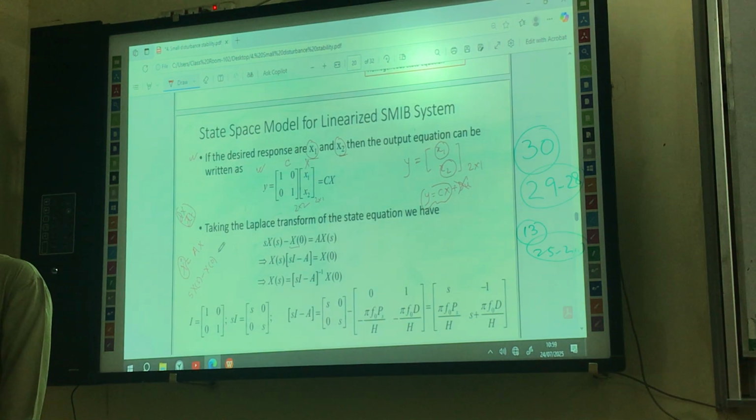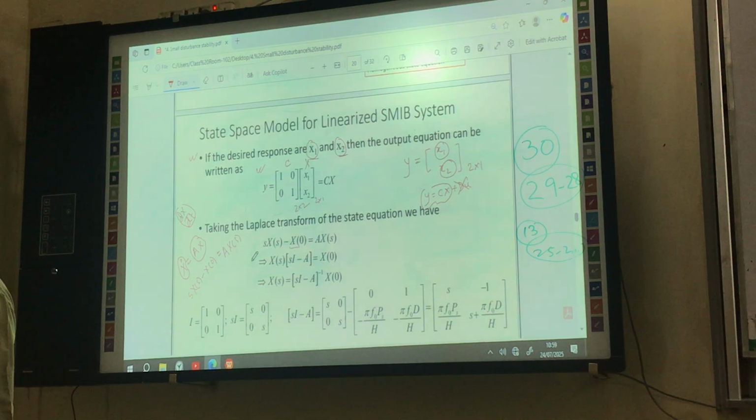Then again, for this term, what will be the Laplace transform? A is a constant, so A will remain as it is, and for x we will get X of s. Should we add the initial condition on this side? No, because the initial condition comes only with the derivative term.